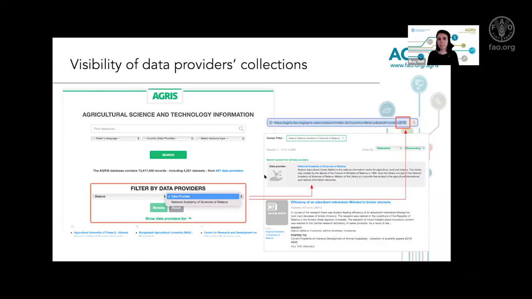This is another important aspect of the data providers' visibility, because up to now we always just underlined the visibility of the data providers' organizational profile, etc. But AGRIS also gives visibility to the data providers' collections directly within the AGRIS database. These are screenshots that you see from the AGRIS database.